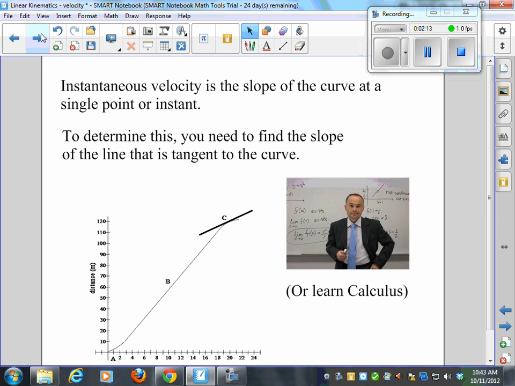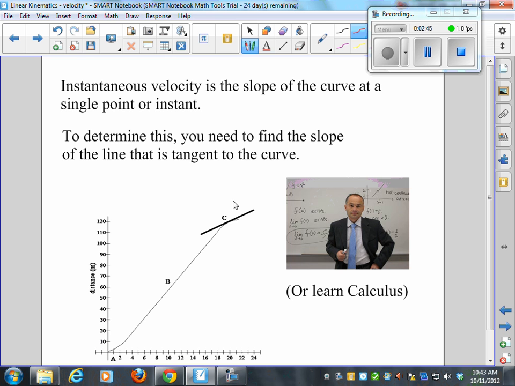Okay. So where I left off was talking about instantaneous velocity. Now's the point where you really need to tune in your attention here. Instantaneous velocity is the slope of the curve at a single point or instant. Now, when you find slope, you need 2 points, one up top, one down below. To do that, we're going to find the tangent. The tangent line I showed you yesterday is just a line that is the same slope as the curve at that point, and it just touches the curve at that single point.